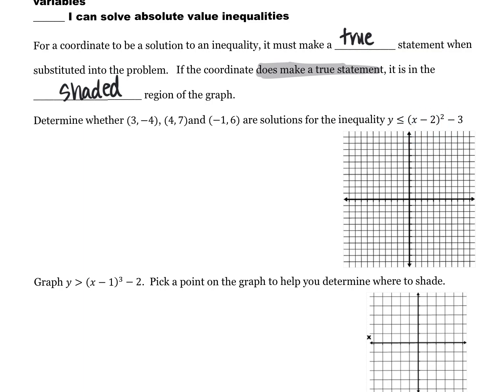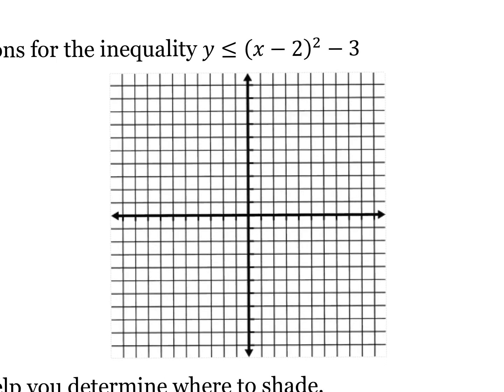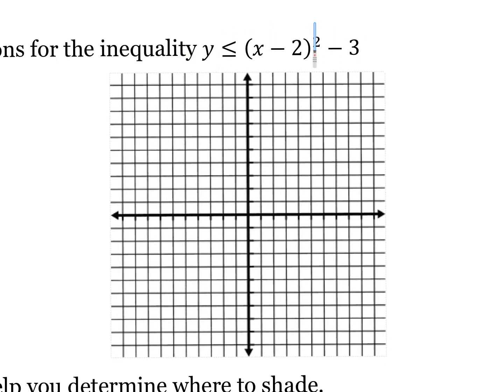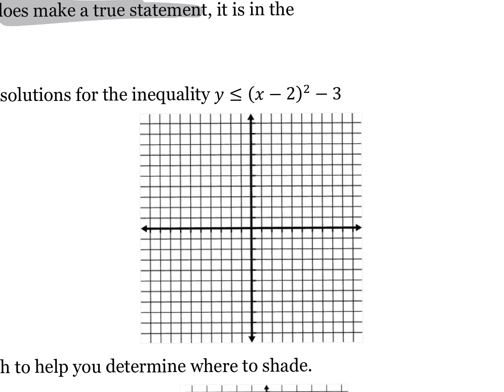Are we ready? So what is my parent function here? What's the basic shape of my function going to be? It's an x squared, right? Then what am I doing with this x squared? I'm taking it to the right 2. So let's write ourselves little notes. What's this doing? Down 3. So we're going to go right 2, down 3. That is the new vertex of my parabola.